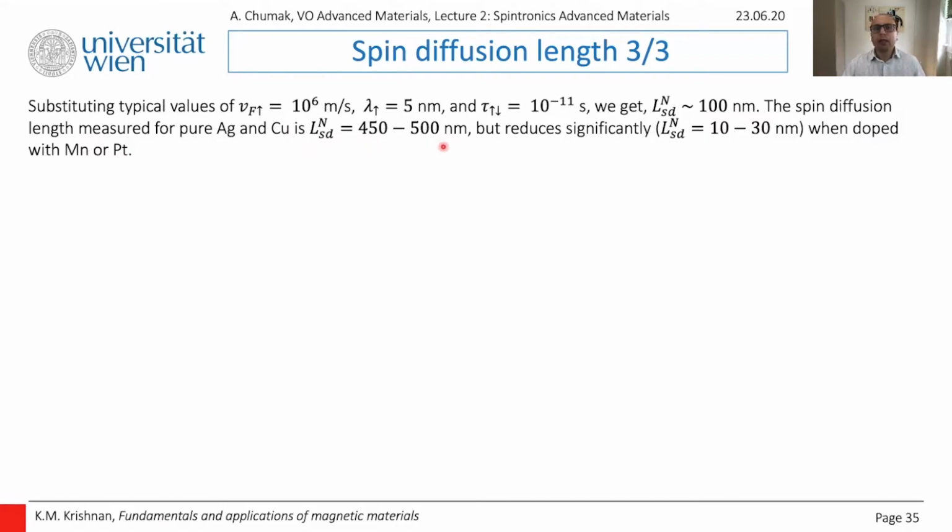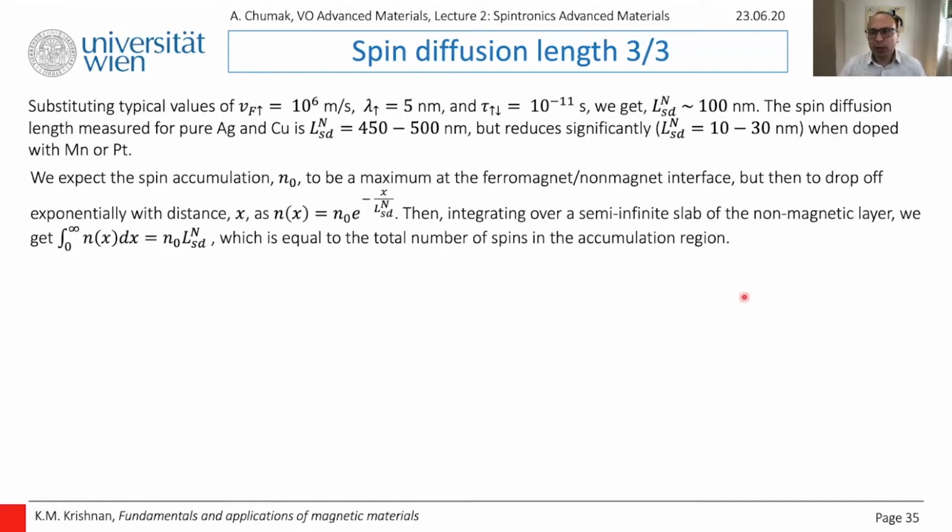Nevertheless, if you dope your material with manganese or platinum, or in principle any other impurities, especially with large spin orbit interaction, then you can reduce this spin diffusion length significantly, to 10 or 30 nanometers. Or if you simply use a heavy metal with large spin orbit interaction like platinum or palladium, then you also will get a spin diffusion length of the order of 10 nanometers.